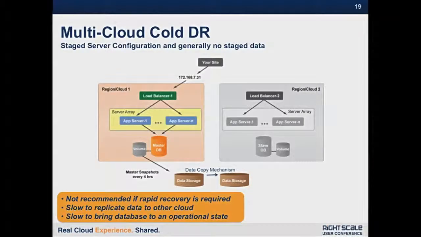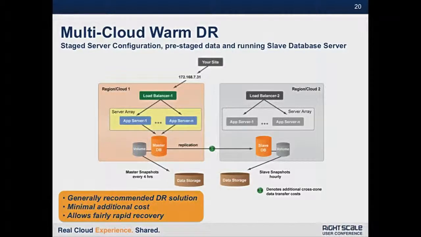So, is this doable? Yes, okay, but it takes a while to get yourself back up and running because, A, you have to bring all that data over, you have to get your database to an operational state, and then you have to launch all the servers, right? But what's the extra cost? It's zero. None of those servers are running. None of that storage is allocated, right? So it's a free solution. Therefore, it's popular.